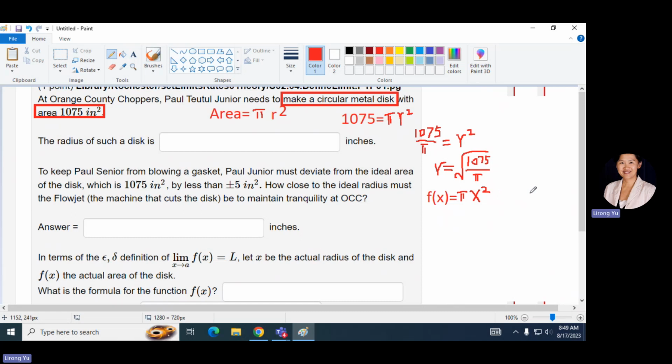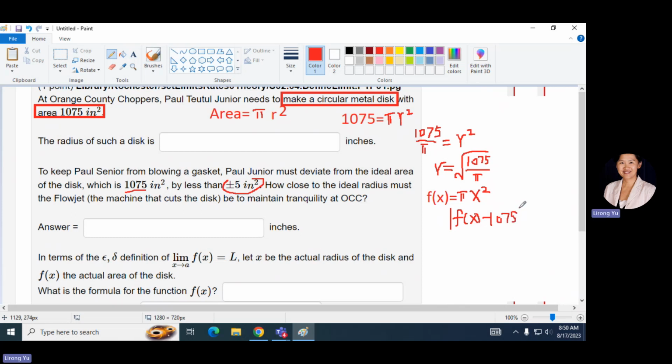When we are changing the x value, we're changing the pi x squared value, and the pi x squared value is the area. So f of x is the area, and x is the radius. That gives the relation between the two. So now we want the area to be within 5 inches of the ideal area. So we are hoping that the area that we end up having, f of x, is close to 1075.